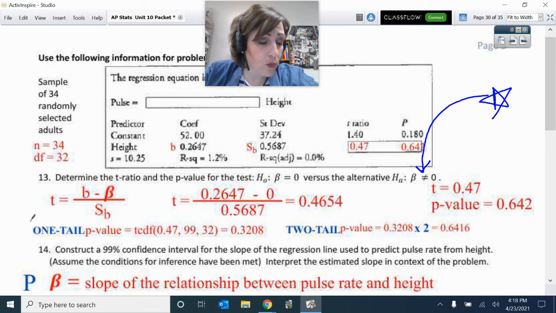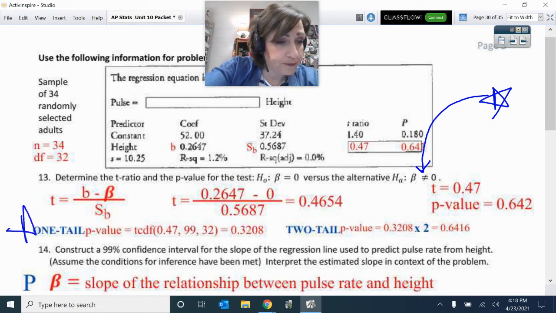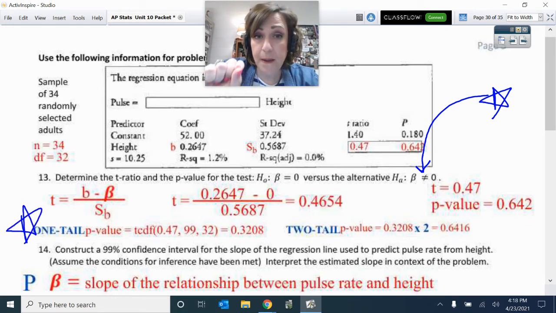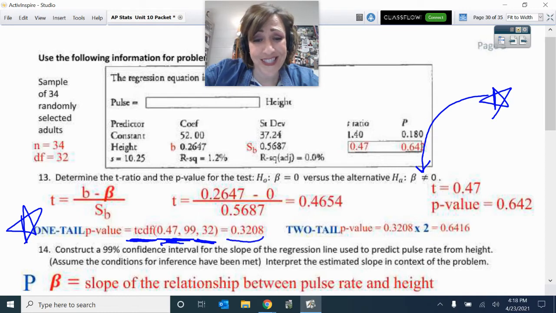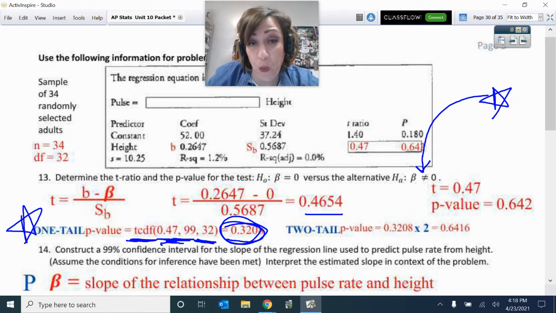So here I have this one tail, my one tail's p-value. TCDF, get that cumulative area from 0.47 to 99 with 32 degrees of freedom. Well, that's a lot in that tail, which is expected because that t-score was just 0.47. So you weren't even half of a standard deviation away from 0.